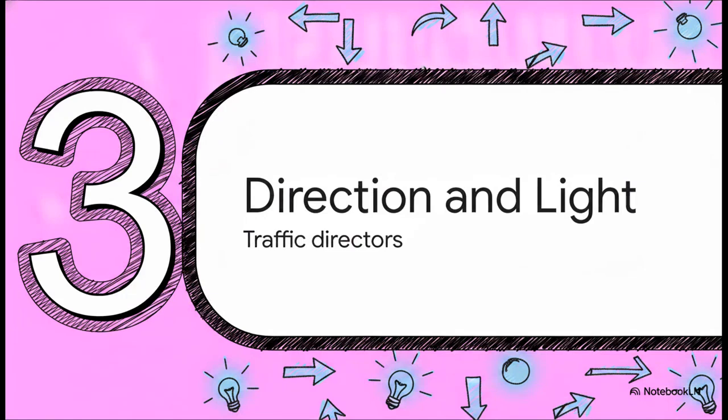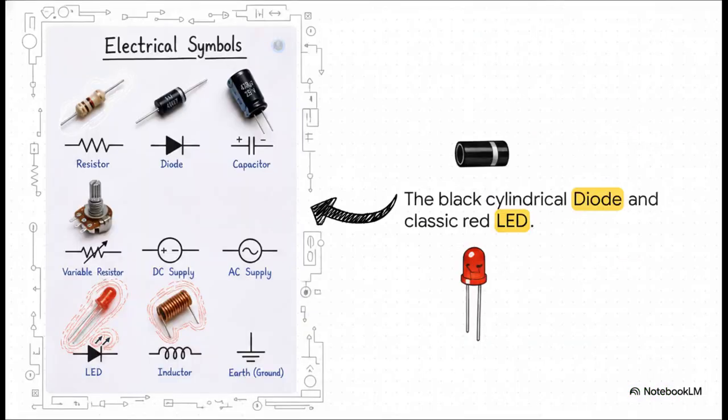Section 3. Direction and light. Next up, we explore the components that force energy down one-way streets and those that give off light. Check out the physical diode here. It's a very small, unobtrusive black cylinder with a silver stripe painted on one end to indicate its polarity.